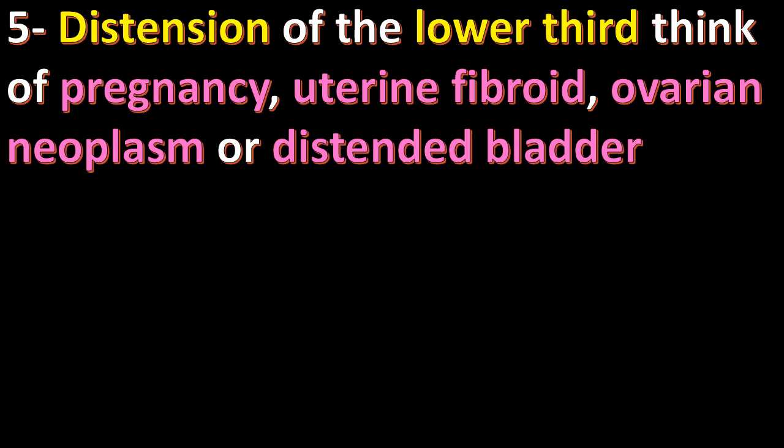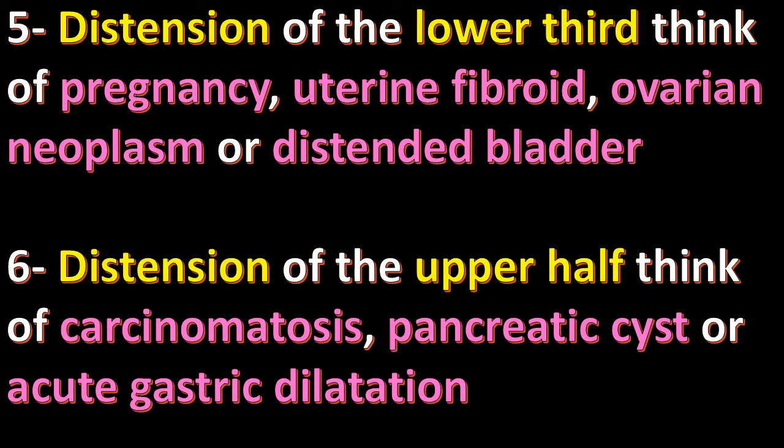Distension of the lower third of the abdomen, we think of pregnancy, uterine fibroid, ovarian neoplasm, or distended urinary bladder. Distension of the upper half, we think of carcinomatosis, pancreatic cyst, or acute gastric dilatation.